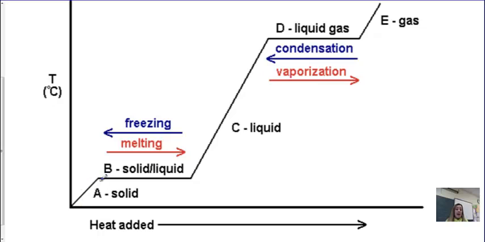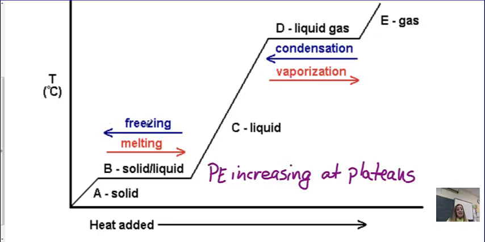At point A, it's all solid. Point B up to C is a solid and a liquid. Now notice how it's flat. Temperature remains constant there. Potential energy is actually increasing where it's flat, at the plateaus.